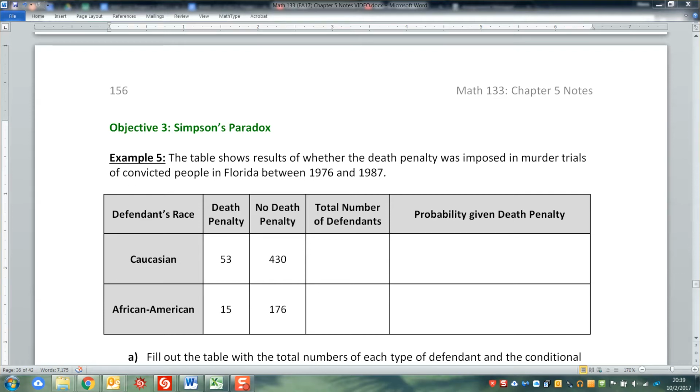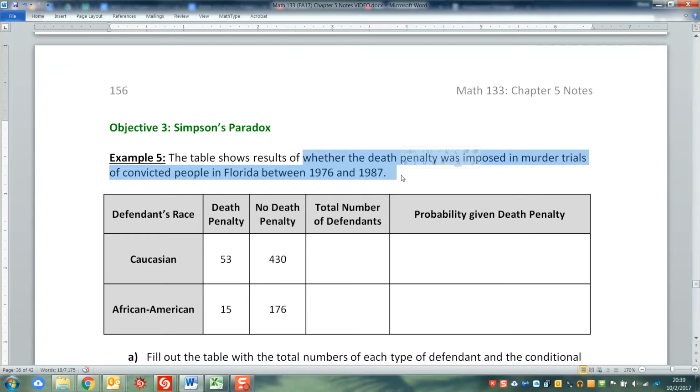In the last video, we learned about the conditional distributions for contingency tables or two-way tables. And we want to explore those conditional distributions just a little bit more because something very interesting shows up called Simpson's Paradox. So we're going to look at these real data. These are the data that show the results of whether the death penalty was imposed in murder trials of convicted people in Florida from 1976 through 1987.